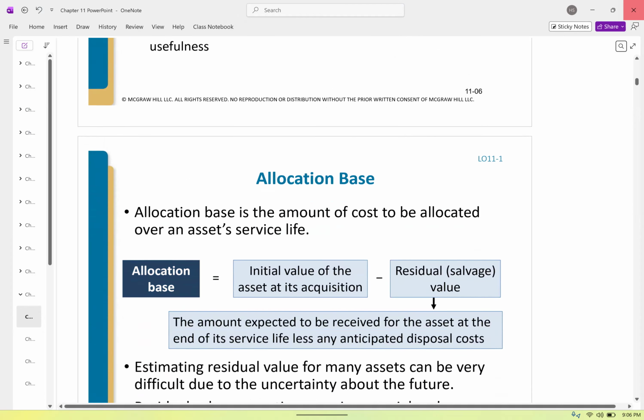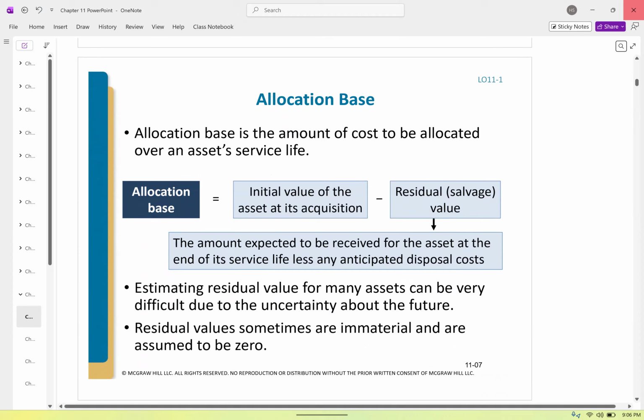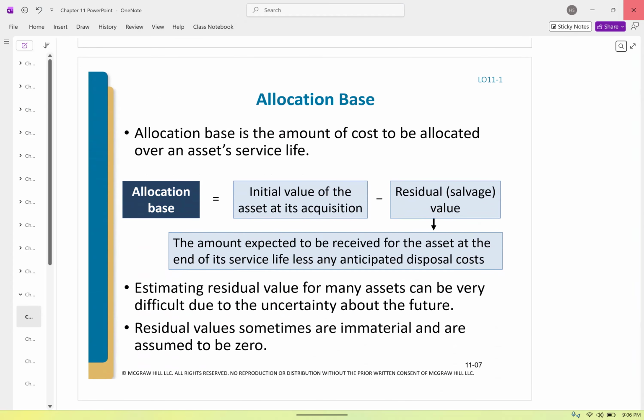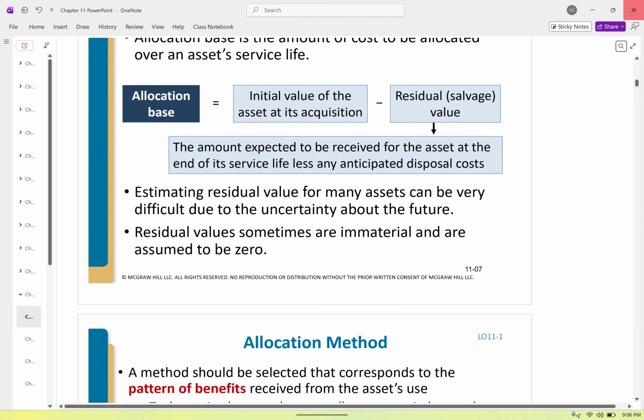Okay. We've talked about allocation base already. They sometimes call that the depreciable cost. It is just the cost minus residual value. Okay.